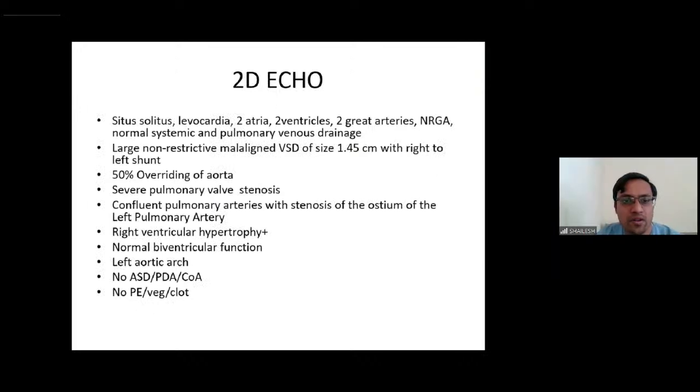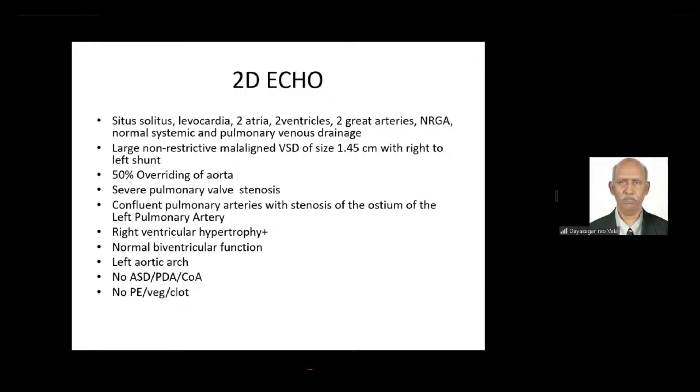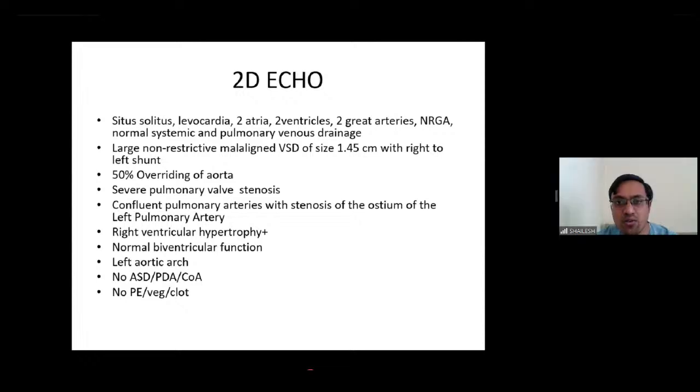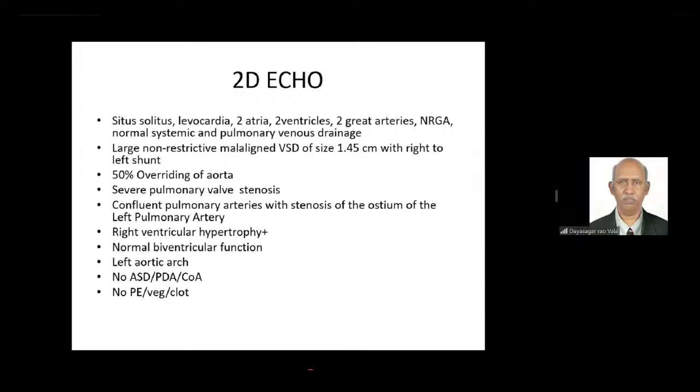Echo, sir. The echo report says, sir, situs solitus, levocardia, 2 atria, 2 ventricles, 2 great arteries with a normal relation of great arteries, with a normal systemic and pulmonary venous drainage. There is a large... Wait, what about the AV valves? How many AV valves are there? Sir, 2 AV valves, sir. It is not written down there. Yes, sir.